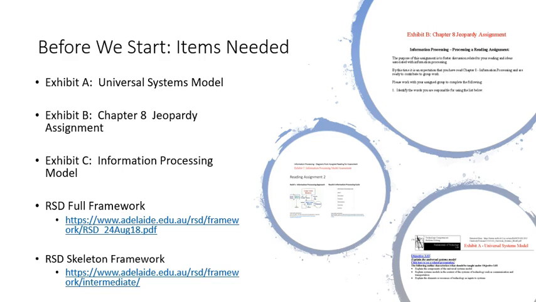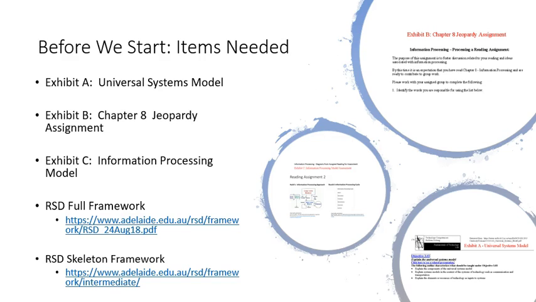There are several documents that accompany this presentation that you should download. They are Exhibit A, Universal Systems Model, Exhibit B, the Chapter 8 Jeopardy Assignment, and Exhibit C, the Information Processing Model. Exhibit A, the Universal Systems Model, was a reading that reviewed the concepts of systems discussed earlier in the semester. We talked about the Universal Systems Model and compared that to the human body and the process of making pizza. This document provided other examples of systems.